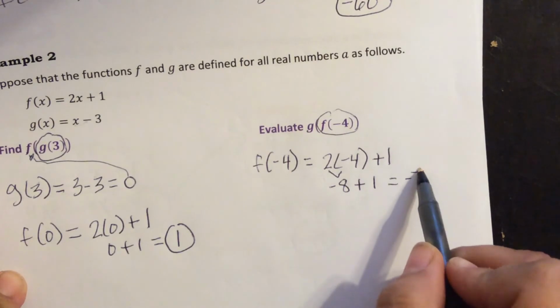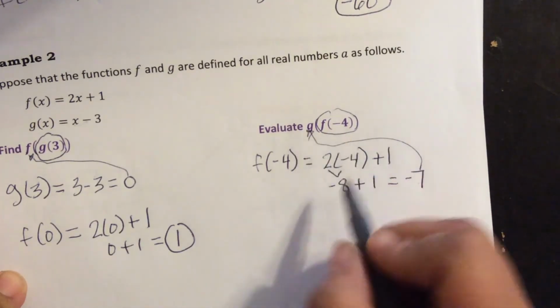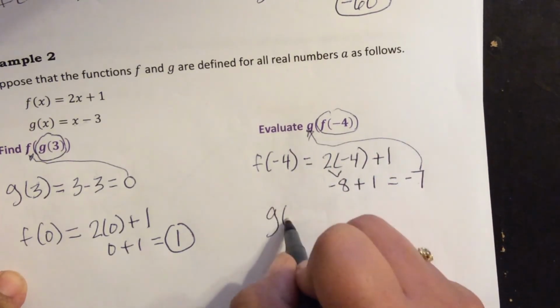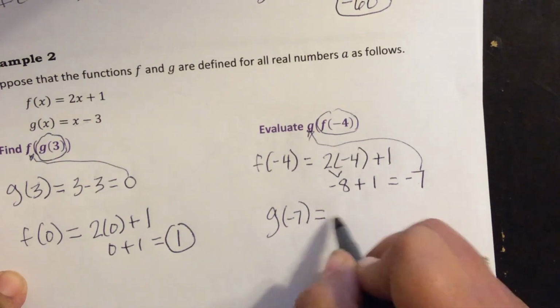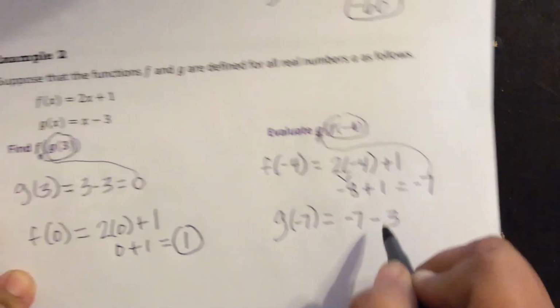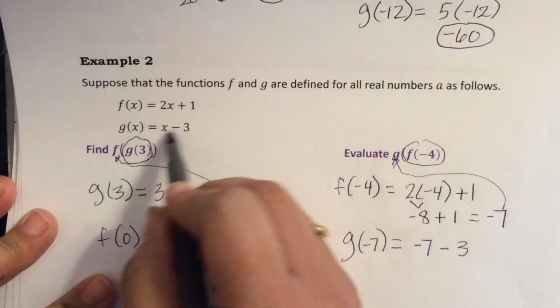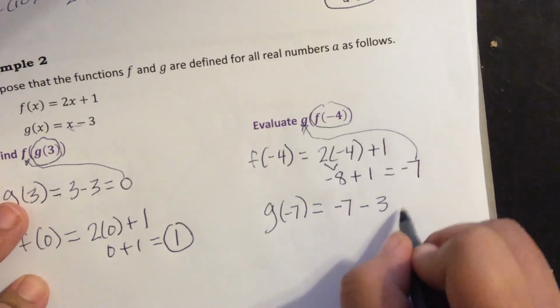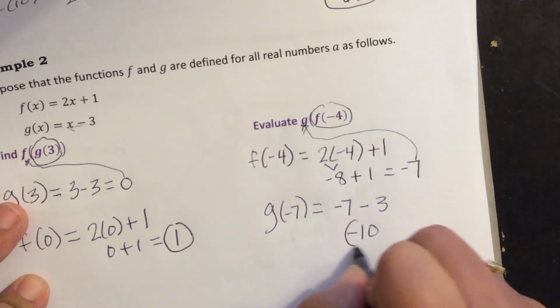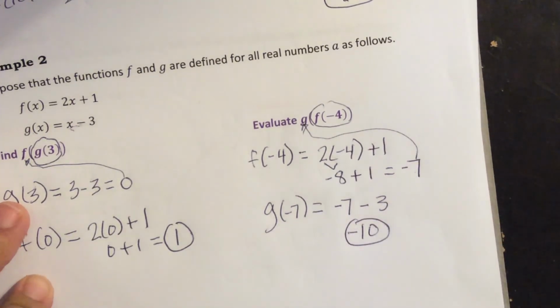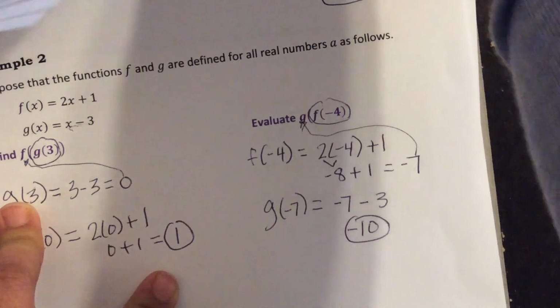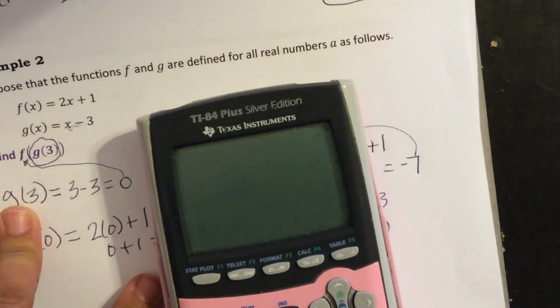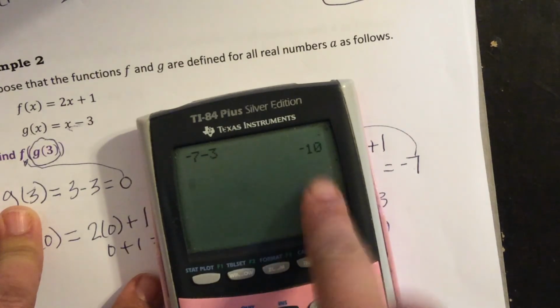And then that negative 7 has to go into the g. So it's going to be g of negative 7 is equal to negative 7 minus 3. So over here is g, so we're plugging it in here. So negative 7 minus 3 is negative 10. Again, you can use the calculator if you're not very good with signs, adding and subtracting signs. So we could do negative 7 minus 3, negative 10.